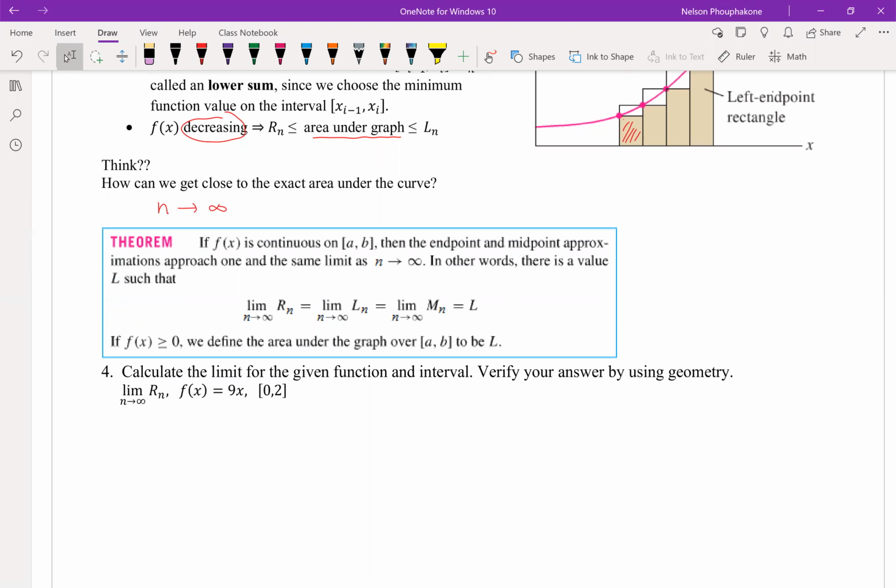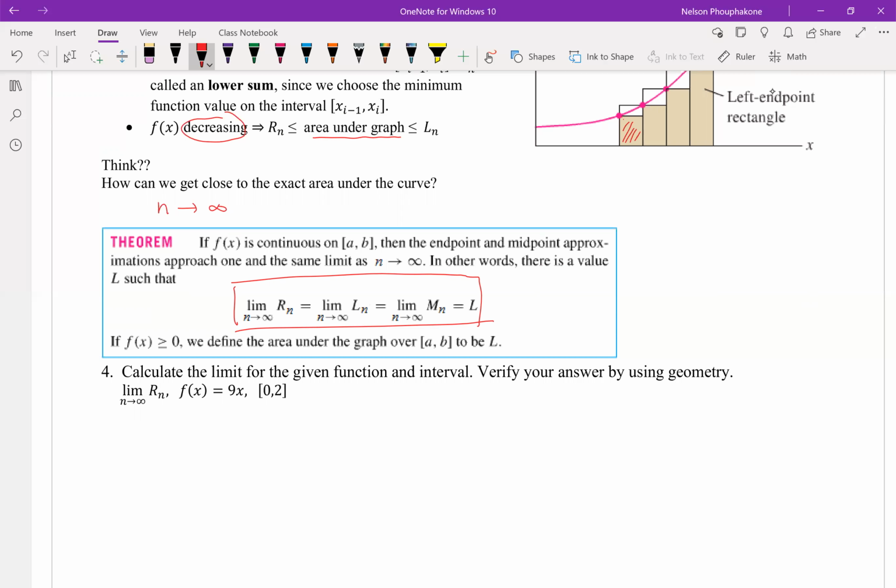Okay, if f of x is continuous on [a, b], then the endpoint and the midpoint approximations approach one and the same limit as n goes to infinity. This means they are the same then. The limit as n approaches infinity of L sub n equals the limit as n approaches infinity of R sub n equals the limit as n approaches infinity of M sub n.